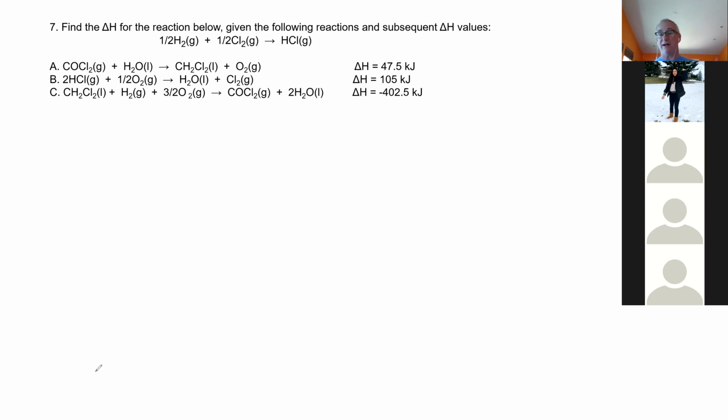Hess's law question. We've got delta H's. We haven't got heats of formation. So we're going to have to rearrange these particular reactions to get what we want. We need to look for hydrogen and chlorine as reactants and HCl as a product. So first of all, where are we going to find hydrogen gas as a reactant?